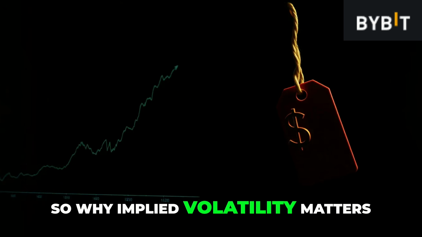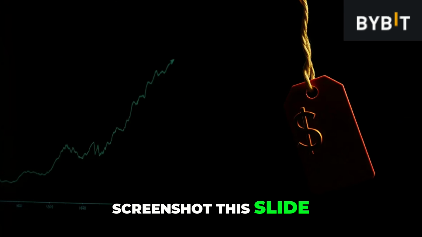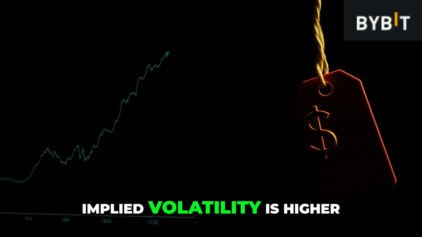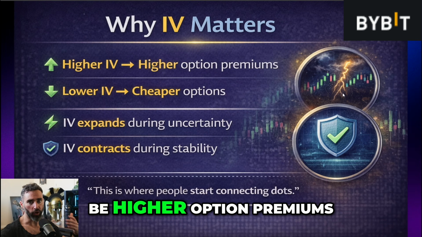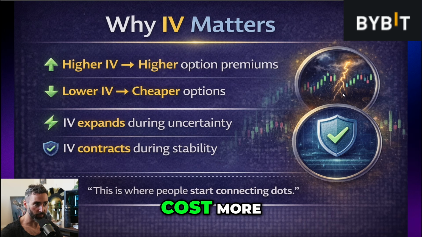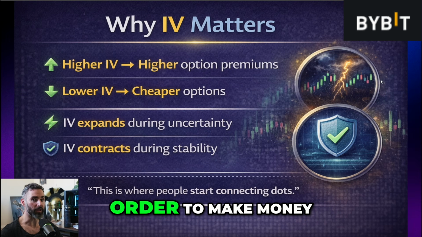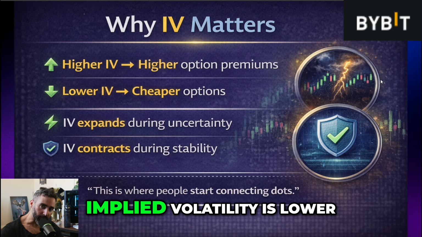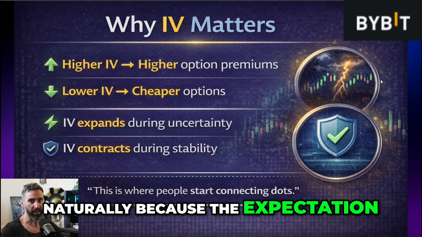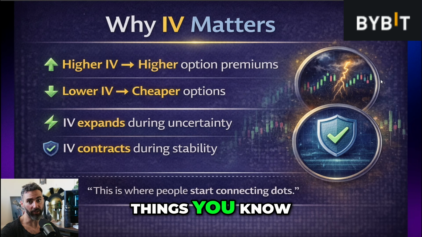So why implied volatility matters? Basically, you can boil it down to this. And if you want to screenshot this slide to save it somewhere or write it down, this would be a good one to do. When implied volatility is higher, expect that there will be higher option premiums. You're going to pay more because the expectation is that price is going to move more. So naturally, those options are going to cost more. And if you're buying premium, you're going to need even bigger outsized moves in order to make money. When implied volatility is lower, you get cheaper options. They cost less, naturally, because the expectation of that move is relatively low. Thus, you don't need to pay as much of a premium if you want to be an option buyer.